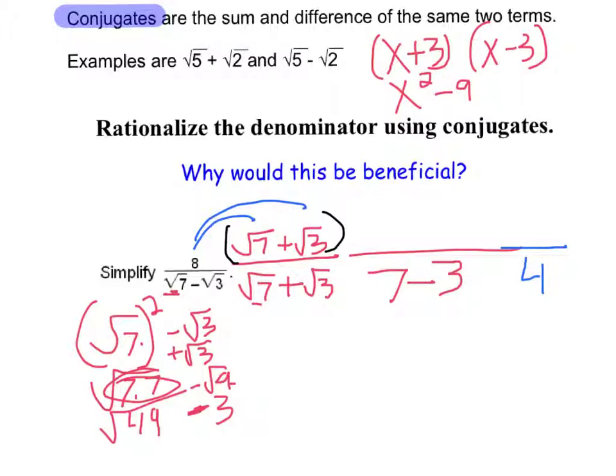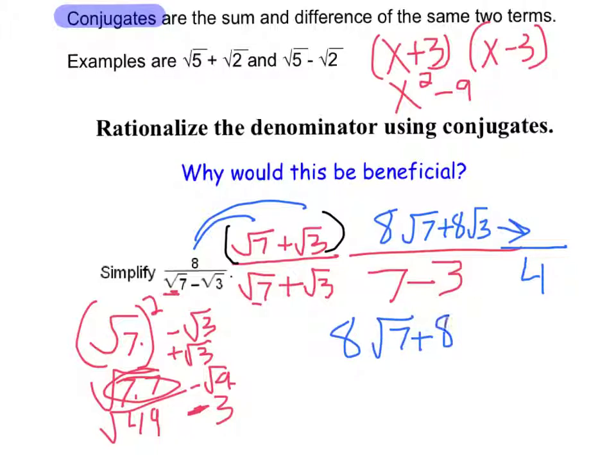If I distribute my 8, I get 8 square root 7 plus 8 square root 3. So my final answer, that's going to go on top of 4. My final answer, if I look at it, it looks like I'm done here: 8 square root 7 plus 8 square root 3.